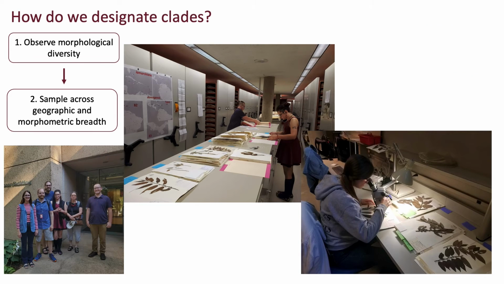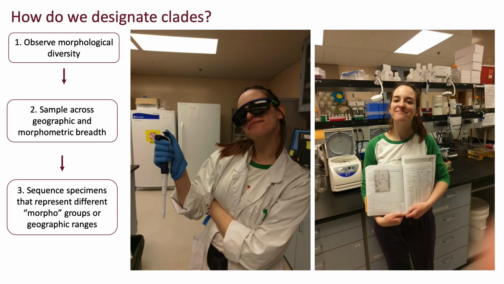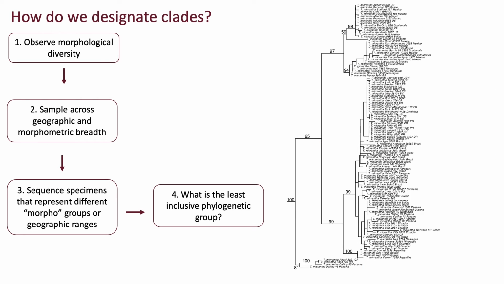And once we've done this, then we can sequence those specimens that might represent different morphological groups. And after sequencing, we build the phylogeny, and then we want to look for the least inclusive phylogenetic group. So we want to look at clades. So for example, you can see my cursor here. So this might be a clade here, but then we might look within this clade and see that there's a subclade. So we want to find the least inclusive group of these organisms.